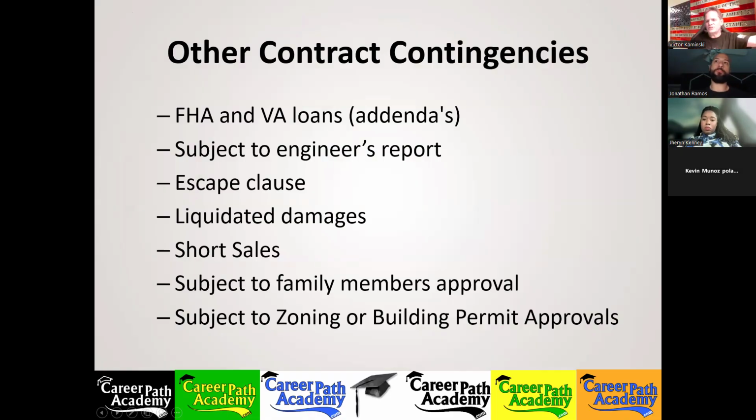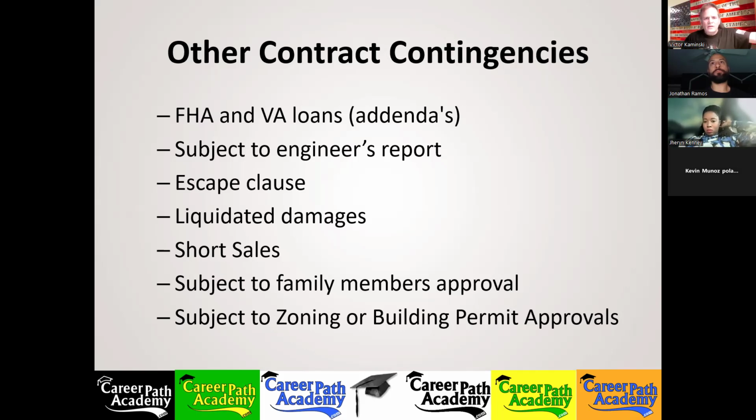Here are some other contingencies often added to contracts. FHA and VA loan addenda. They usually have an addendum that's added to the contract that states that the buyer can get out of the contract if the property does not appraise for the purchase price. That's what the FHA and VA loan addendum is. So if the buyer is using financing from the FHA or the VA, the law requires this addendum be added to contracts.